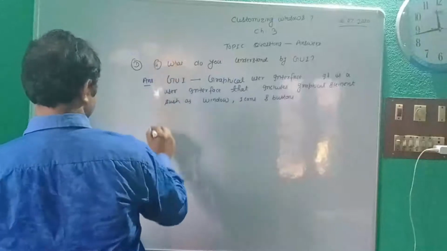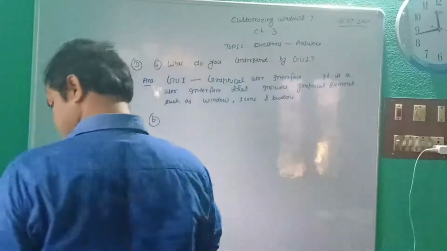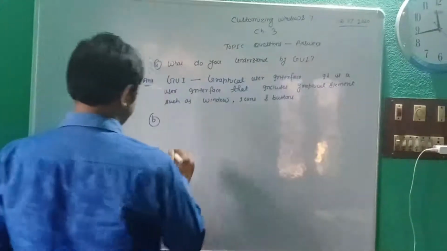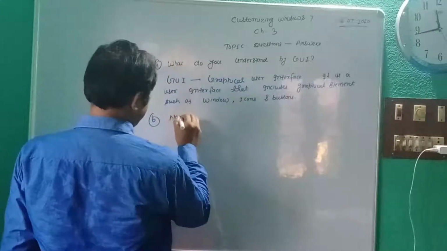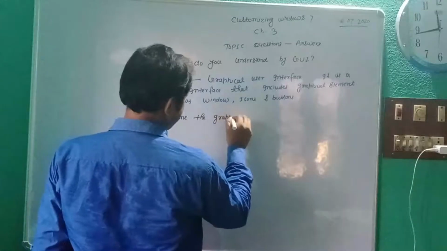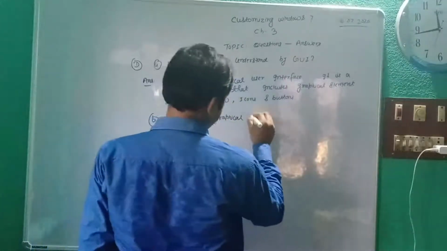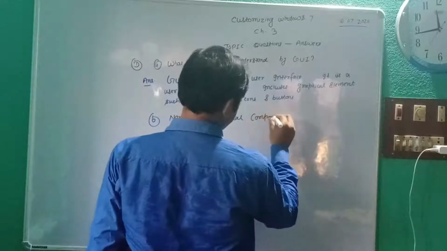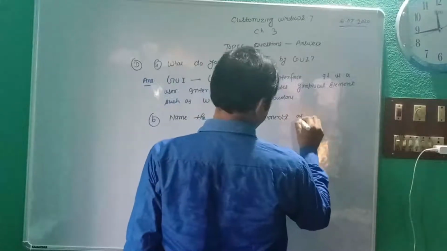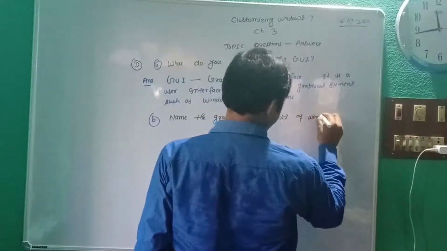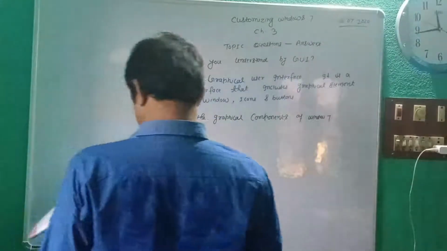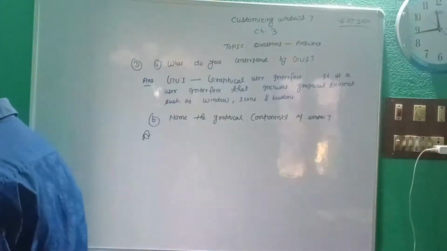That is the first question. Second question: name the graphical components of Windows 7. Name the graphical components of Windows 7.